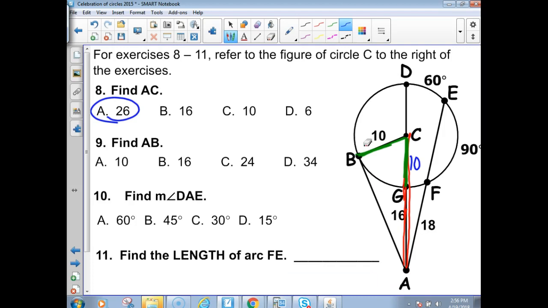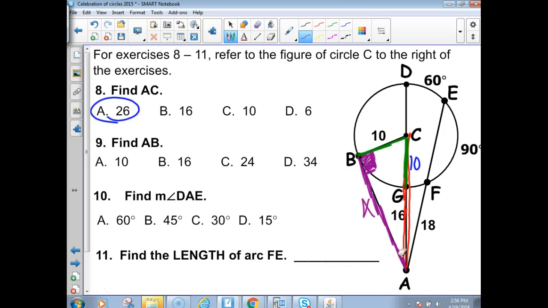Then it says find AB. Well, if I want to find A to B, I'm going to put an X on it. What we need to realize is that AB is a tangent to the circle with center C, and that BC is a radius. If BC is a radius, what do we know about the angle right here by B? It has to be a right angle. Okay, so that means we've got a right triangle.